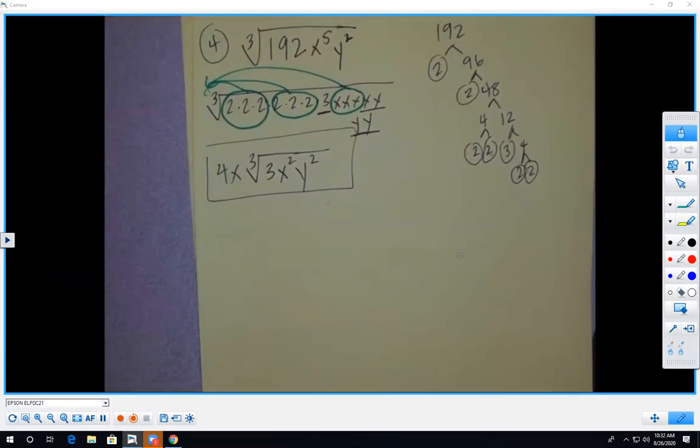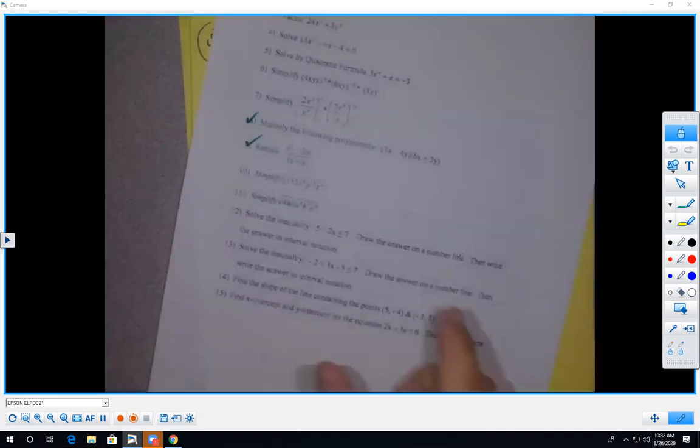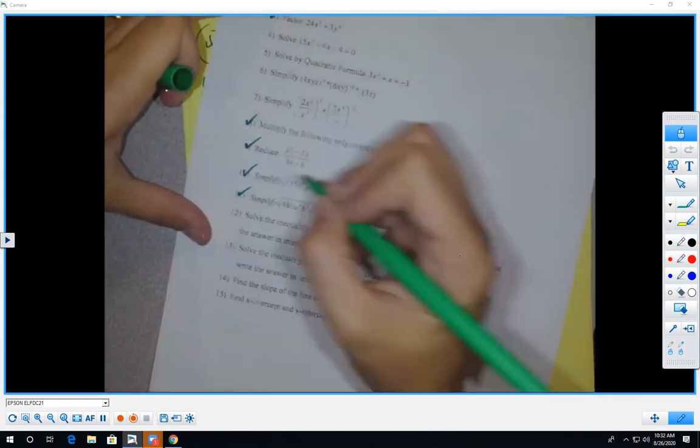Okay, so cube root's the same exact thing. It's just you got to do groups of 3 instead of groups of 2. So that is 10 and 11 now. You can go do 10 and 11.